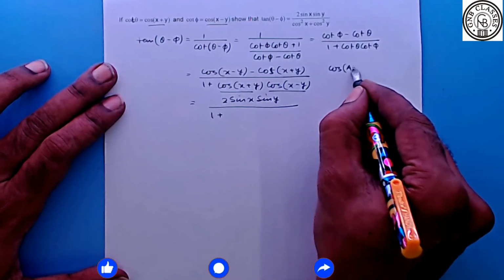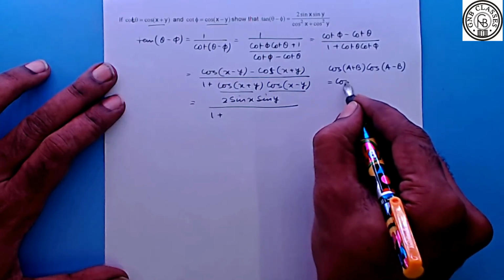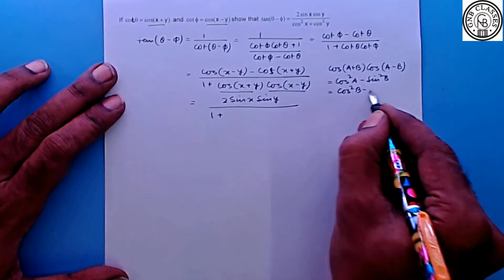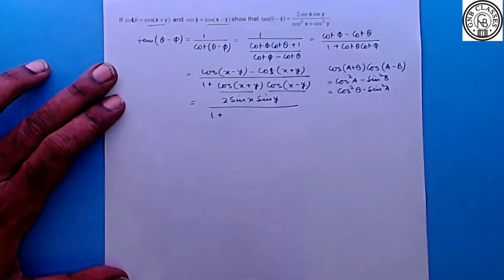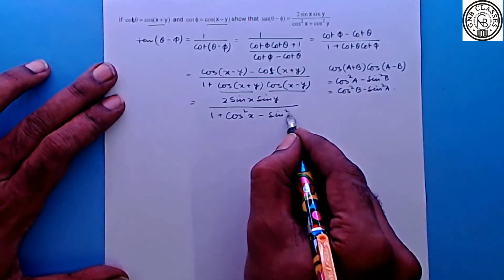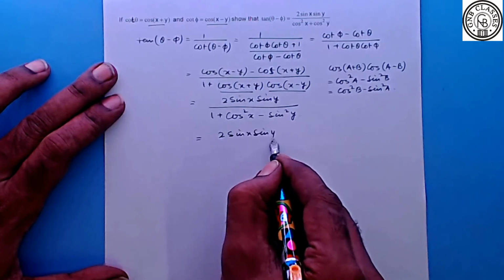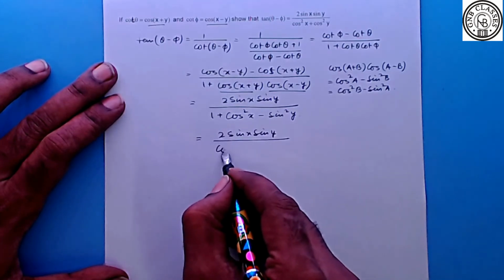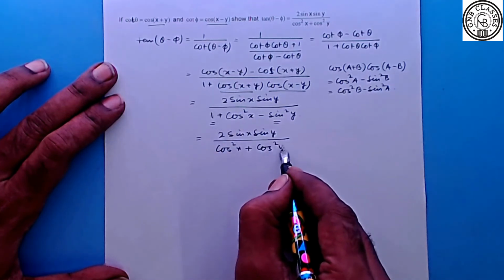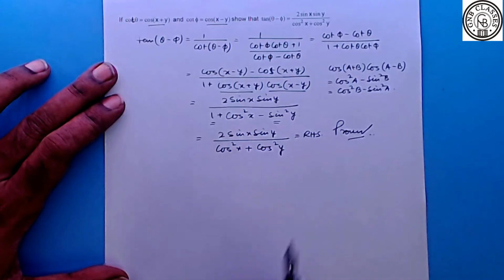What is the formula of cos(a plus b) into cos(a minus b)? This formula is very important, we have to remember it. It is cos square a minus sin square b, or you can write cos square b minus sin square a, all the same. So let me write it as cos square a minus sin square b. So we have 2 sin x sin y divided by cos square x, and 1 minus sin square y gives you cos square y, which is nothing but your right hand side. Proved. Is it clear to all of you?